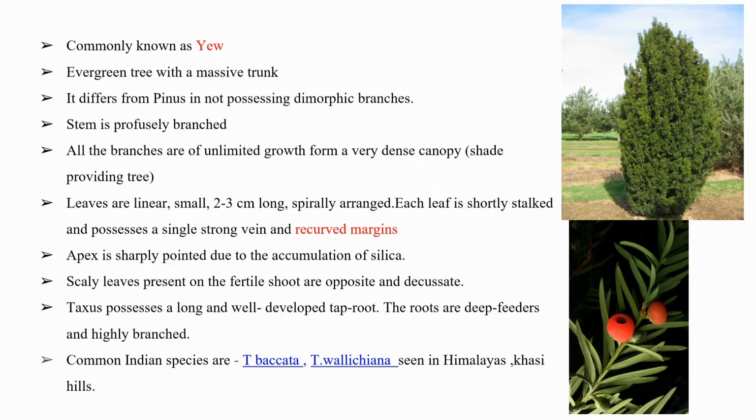The Taxus possesses a long and well-developed taproot. The roots are deep feeders and highly branched. The common Indian species are Taxus baccata and Taxus wallichiana, seen in the Himalayas and Khasi hills.